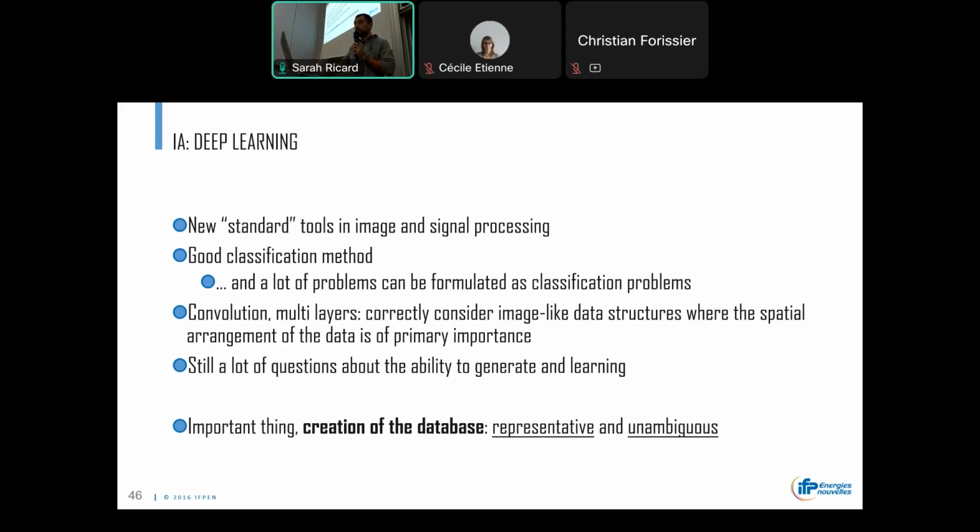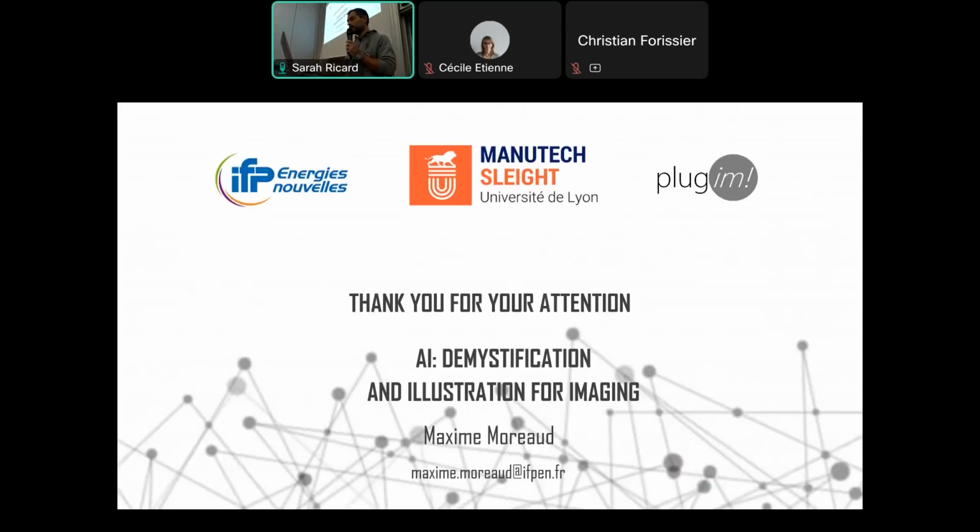And an important thing, a very important thing, is the creation of the database. These methods are completely linked to the quality of your database. It's not the architecture. The primary importance is the database. So your database to solve your problem needs to be representative and unambiguous. So it's something you need to take home with you. It's this information for deep learning: what is very important is the database. First thing. Okay, and I will stop here.